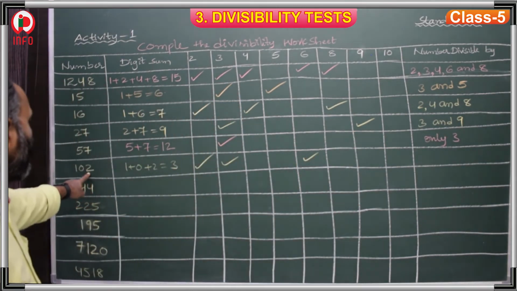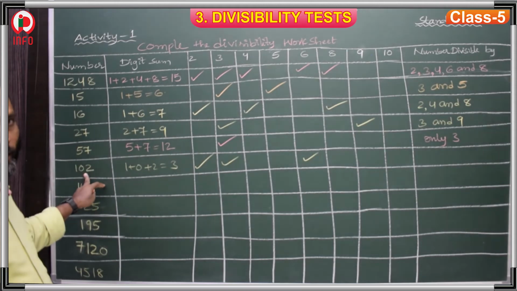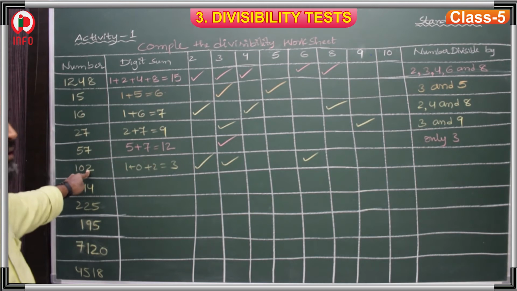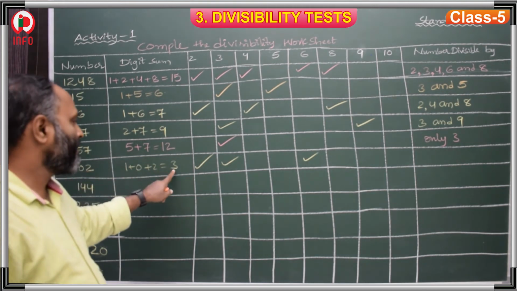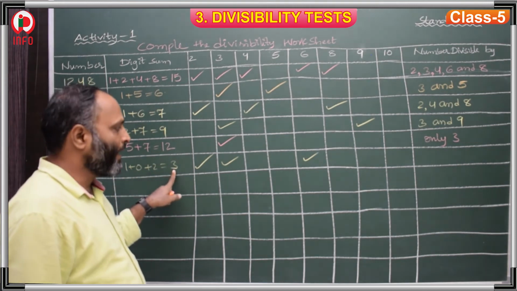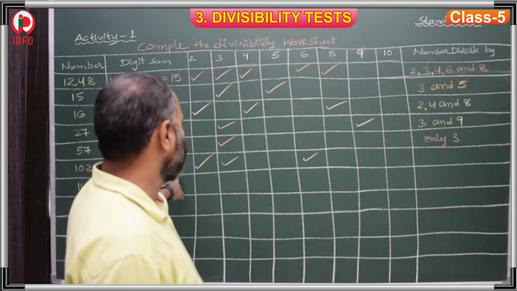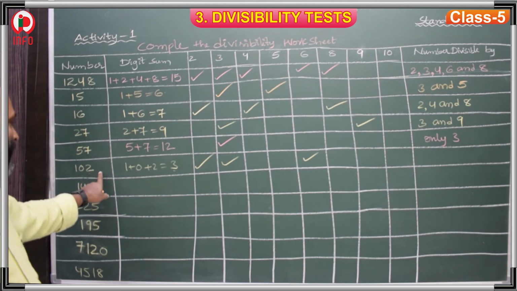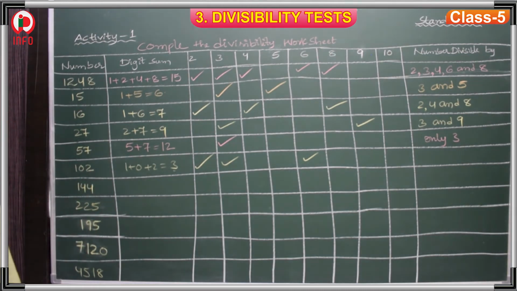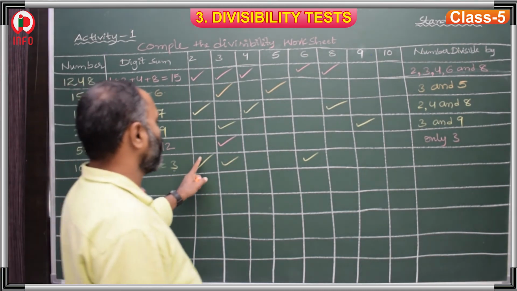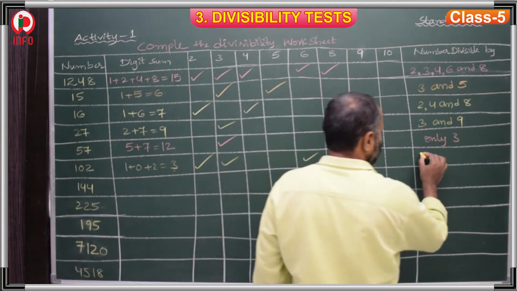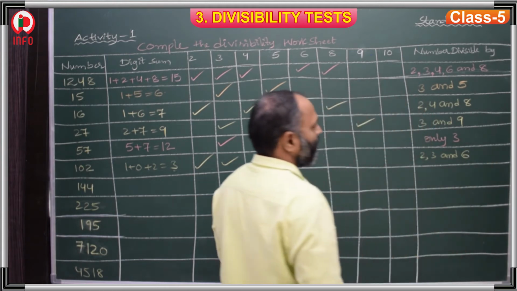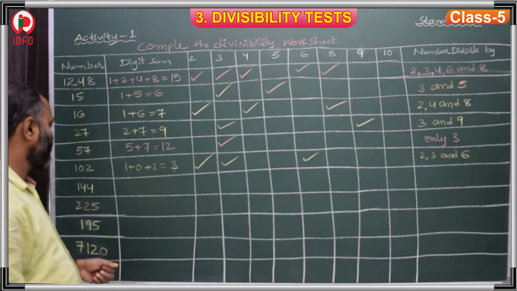And 6, it divides by 2 and 3, so it is divisible by 6. For 8, in the 8 table we check the last 3 digits. These last 3 digits are not divisible by 8, so it won't be divisible by 8. For 9, the sum of the digits here is 3, and 3 is not in the 9 table, so it won't come in the 9 table. For 10, there is no 0 in the last place, so it is not divisible by 10. Only 2, 3 and 6.